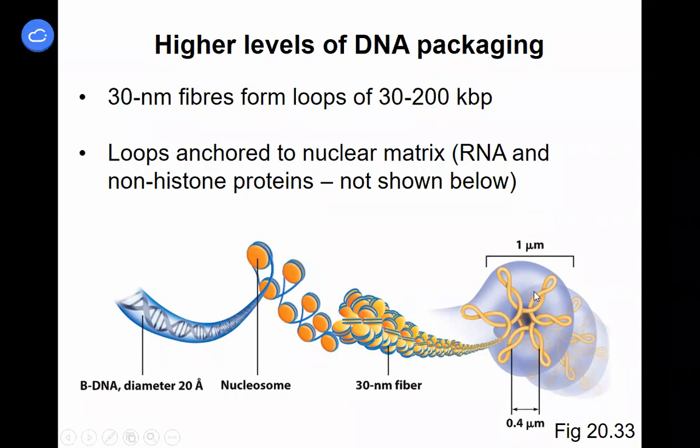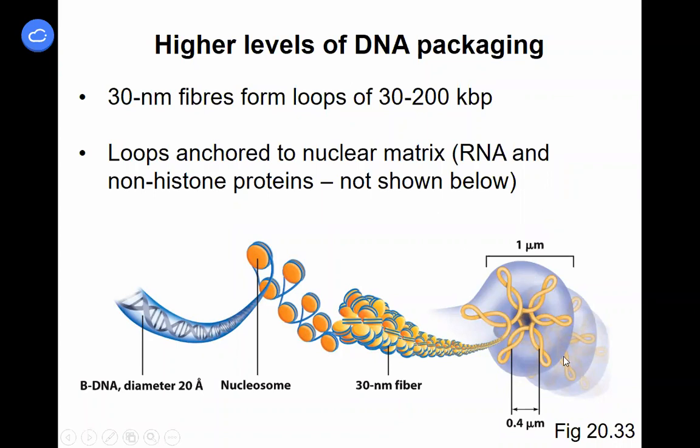So the loops are not always the same size, and they are anchored to other proteins that are not histones, and that involve some RNA. We're not going to go into the identities of the proteins. People are still arguing about which proteins are in there, but we call that the nuclear matrix. This is different from the mitochondrial matrix, right? The nuclear matrix simply refers to a complex of RNA and proteins that form some sort of scaffold or structure to which the loops can bind, and then they extend, and then they come back and bind. It's sort of an organizing structure or scaffold.